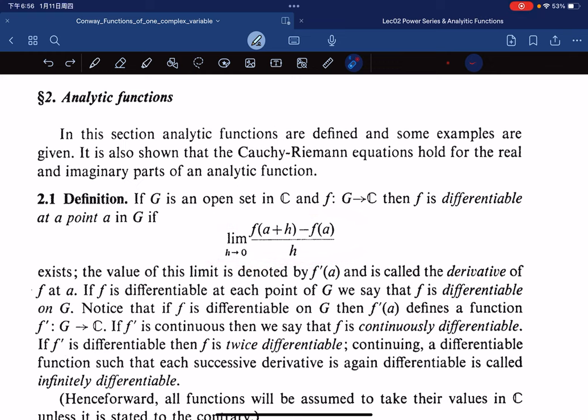We can divide complex numbers, but in real numbers, we cannot define division for elements in R2 or R4 or R17. Here we have division, and this makes the definition of derivative look just like the derivative of real-valued functions. So the value of this limit is denoted by f prime of a. It's called the derivative of f at a.